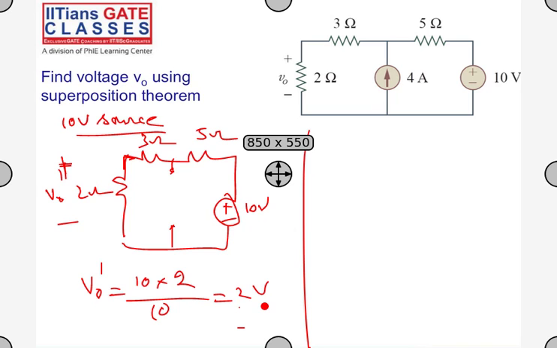Clear? Everyone? Shall I repeat? I hope V0 dash is clear. So now I'm considering the 4 amp source acting alone.